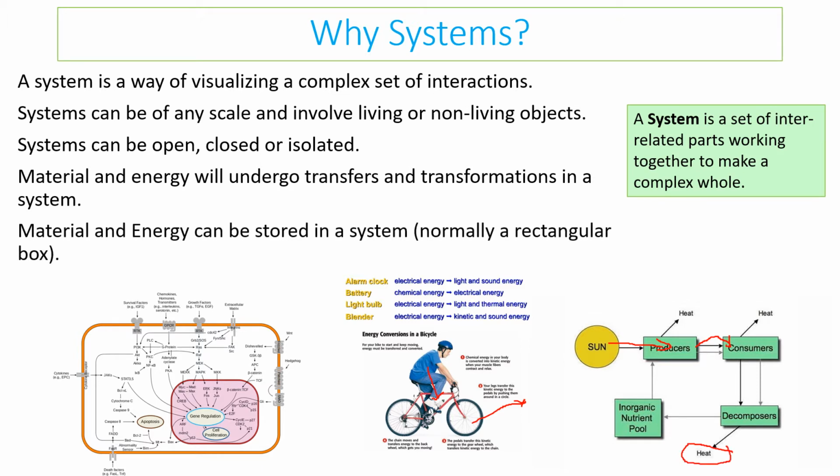Matter and energy can also be stored in a system, and that is generally represented by a rectangle. So you can see matter here would be stored in this nutrient pool or in the decomposers because it's represented as a rectangle. Energy movement is normally represented as an arrow. Most systems may be stable, so they might not change, or they may be dynamic and change over time.